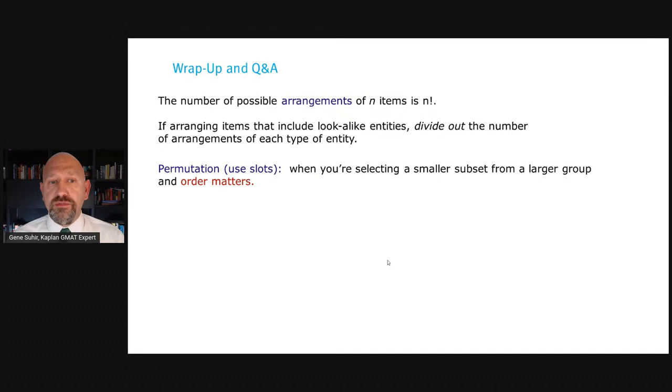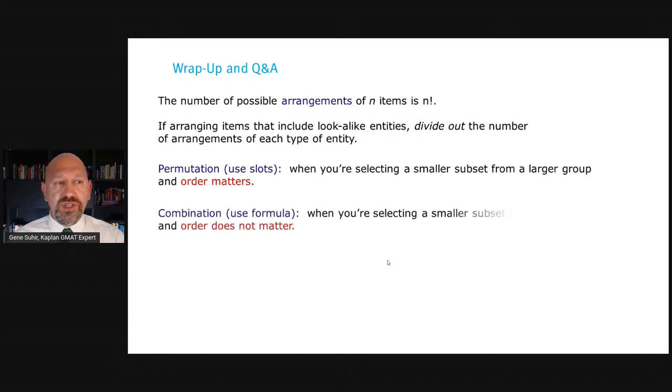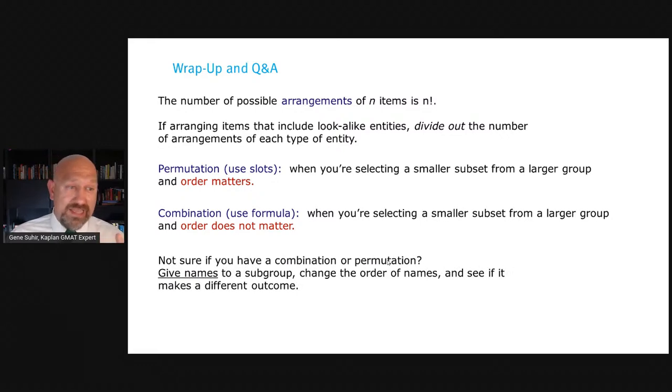If you're selecting a smaller subset out of a larger group, and order matters, that's a permutation, you use the slots. If the order doesn't matter, you then use the formula, and your n would be how many you're picking from, k would be how many you're picking. And I think this is one of the most important takeaways, to know which approach to use, because if you're not using the right approach, it doesn't matter what math you do. You get a wrong answer. Wouldn't that be a fine kettle of fish? Give actual names to a subgroup. Change the order. Say it in a few different ways in your mind. See if it makes a difference.